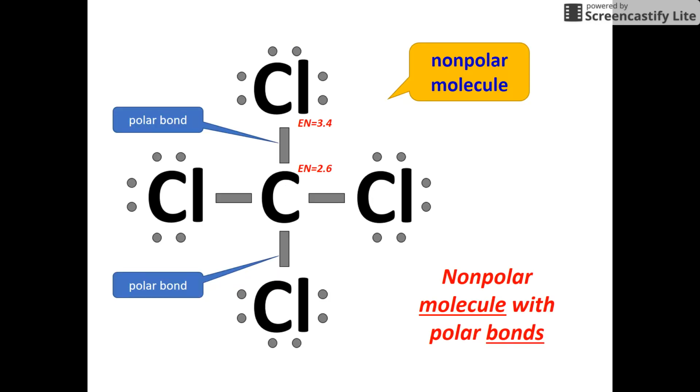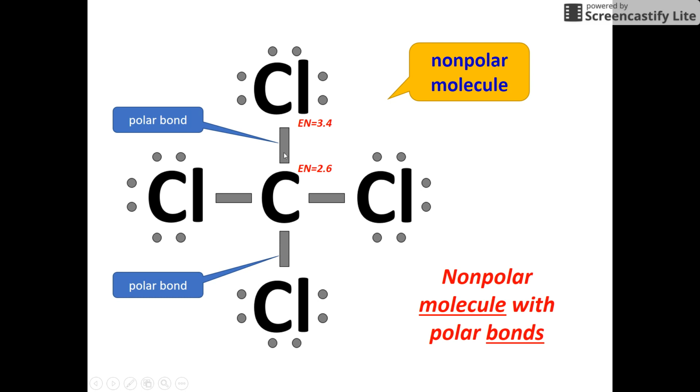One last thing I want to remind you. You can have a nonpolar molecule that has polar bonds in it. This is a polar bond between the carbon and the chlorine. Carbon has a low electronegativity. Chlorine has a high electronegativity. So electrons are being pulled more strongly towards the chlorine.